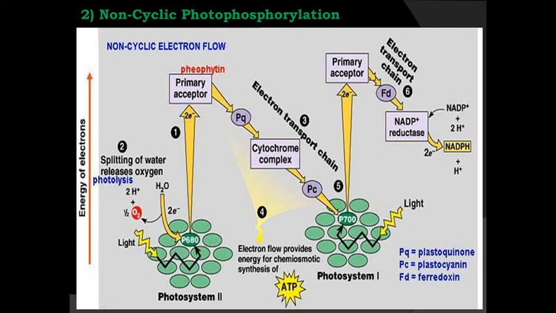One NADPH molecule and one ATP molecule are synthesized during non-cyclic photophosphorylation. Both pigment systems are involved, pigment system first and pigment system second. The electrons move starting from pigment system second and then go to be reduced into NADPH. The electron is not moving back towards pigment system second. That's why this process is known as non-cyclic photophosphorylation.